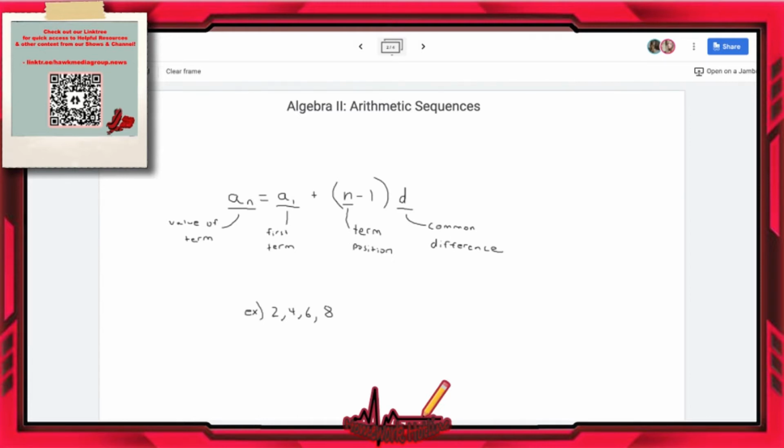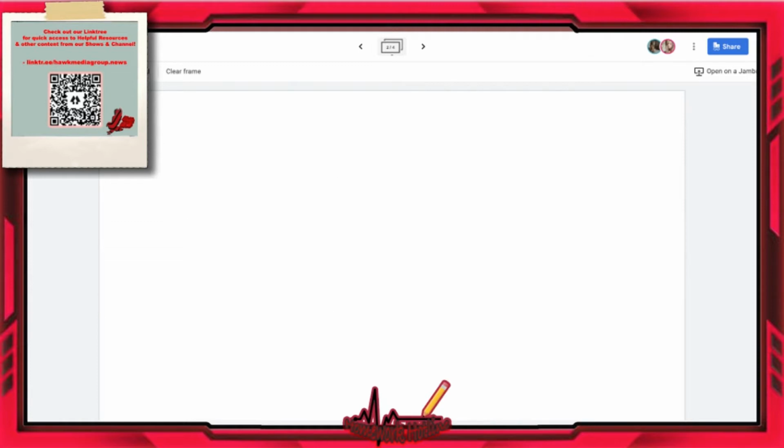And I have 2 example problems. Both come from actually ACT practice tests. So here's the first one. It reads, the third and the fourth terms of an arithmetic sequence are 13 and 18 respectively. What is the 50th term of the sequence?